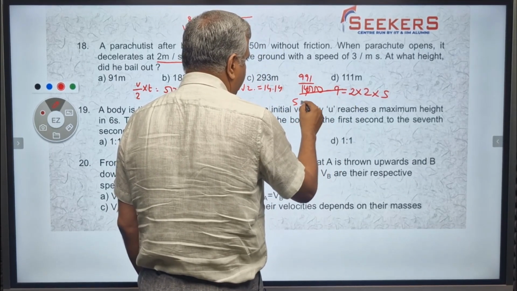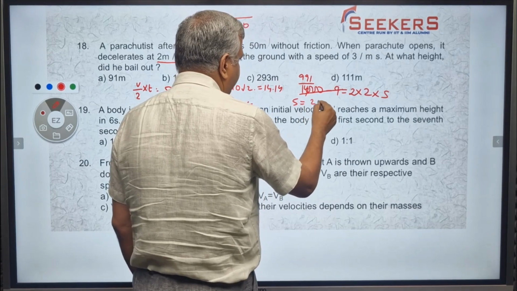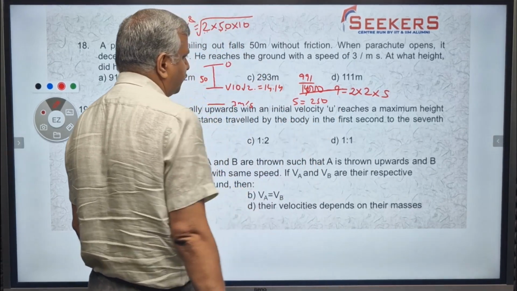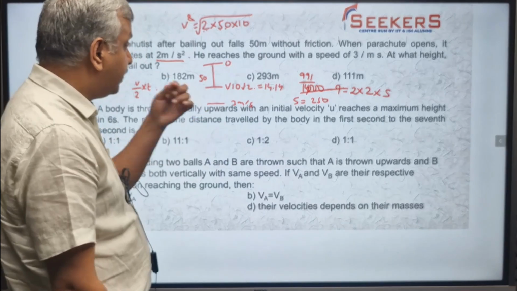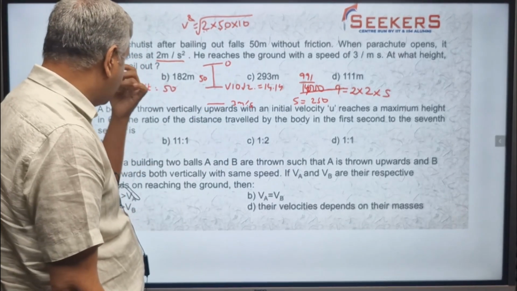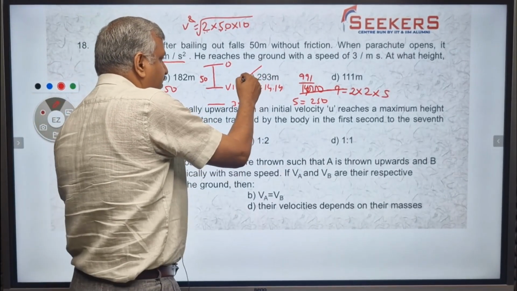So s will become equal to 991 by 4, that is approximately 250 plus 50, so 300, but it is less than 250, so less than 250 close to 300, option C is the answer.